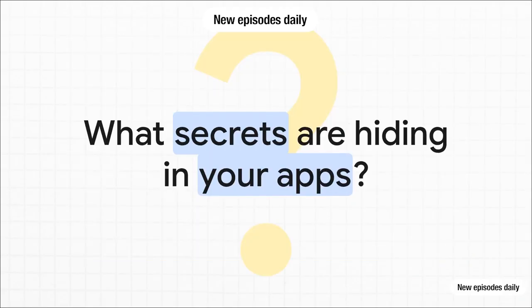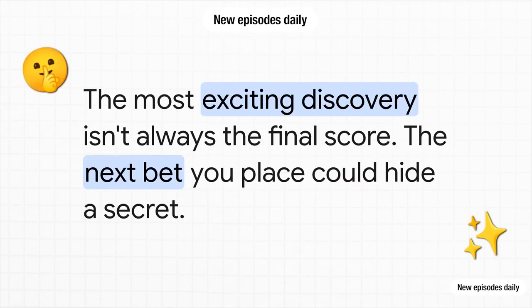The bottom line is, these secrets are out there. They are just waiting for someone to find them. And now, you actually know what you're looking for. So the only question left is, what secrets are hiding in your apps? It's a pretty cool reminder, isn't it? That sometimes the next bet you place might hide a totally different kind of win.